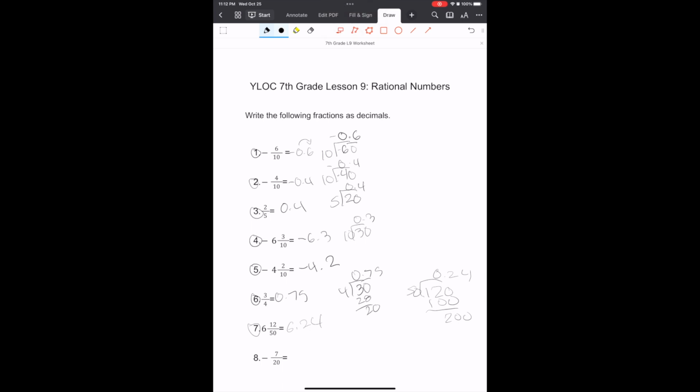So yeah, I think you guys get the general gist of it. Might as well just finish number 8. So number 8 would be 7 divided by 20, 0. So it'd be 3, and then 5. So the answer to this one is negative 0.35.